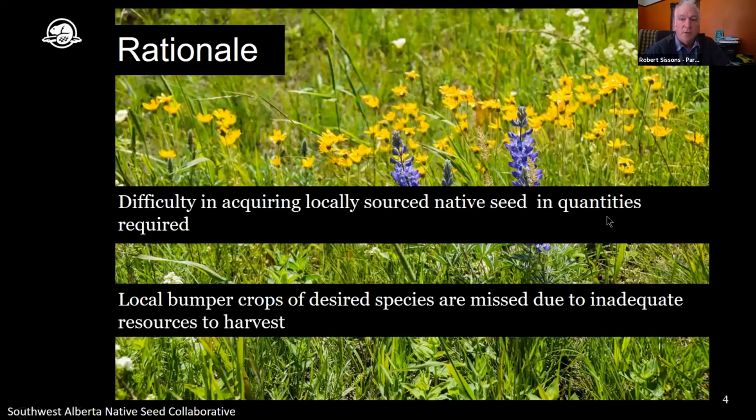And just some rationale about why this group initiated, and I suspect this will be a common theme. To begin with, there is difficulty in acquiring locally sourced native seed in quantities required to effect restoration in the region. And additionally, bumper crops of desired species are missed due to inadequate resources to harvest, and that is on a region by region or agency by agency basis.